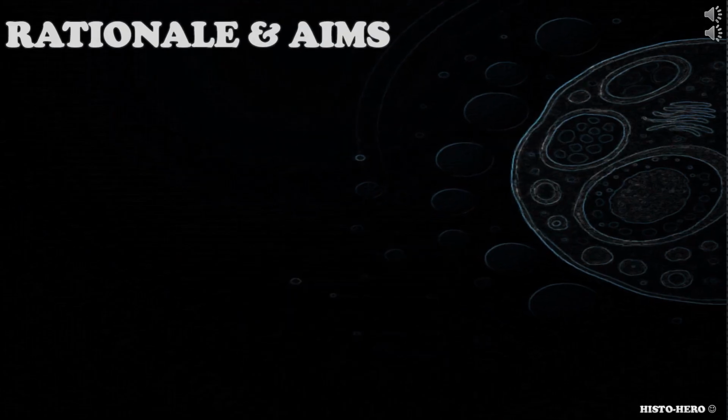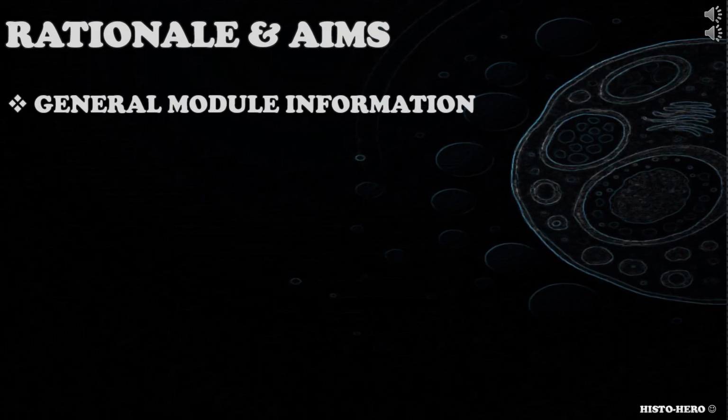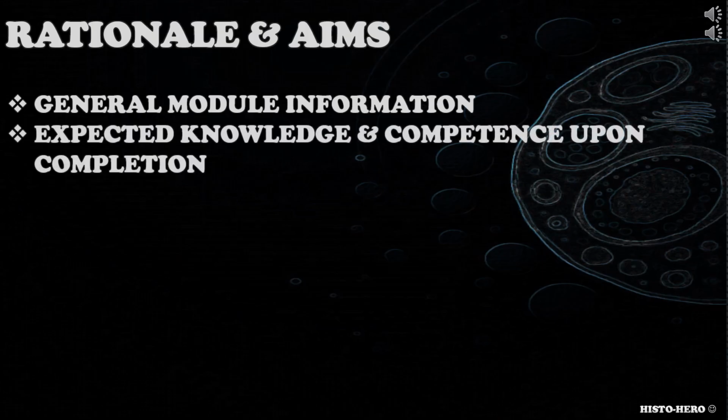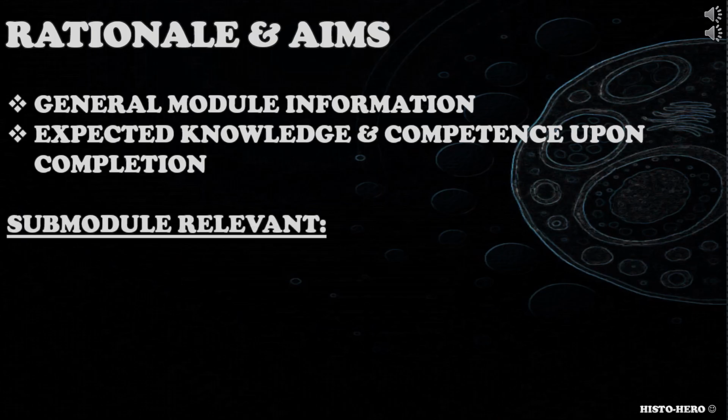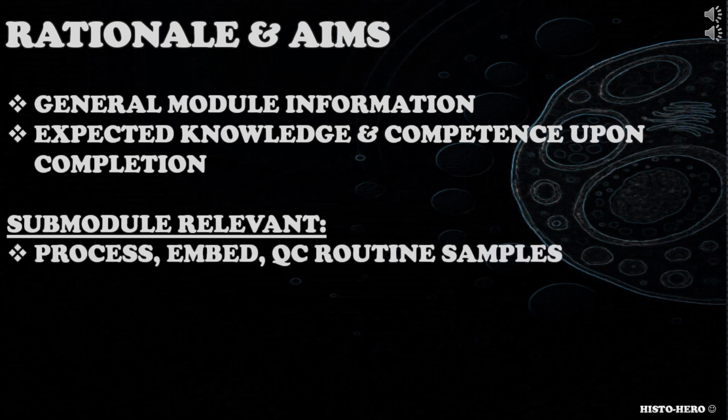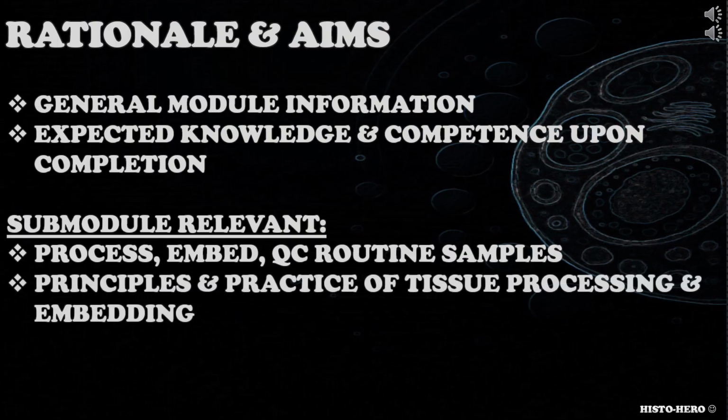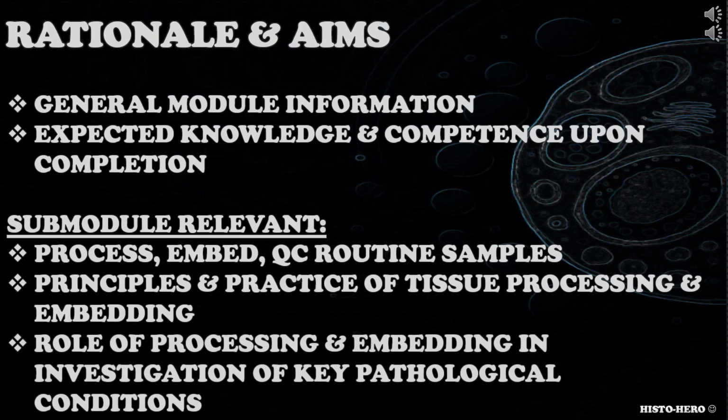Rationale and aims of this submodule outline the general information and expected knowledge and competence that candidate needs to be achieved when this submodule is completed. These are relevant to each submodule. For this submodule, the expectations are that the candidate will be able to process, embed and quality control of routine histological tissue samples. Gain clear understanding of the principles and practice of tissue processing and embedding. Understand the role of processing and embedding in the investigation of key pathological conditions and how these may be investigated histologically.